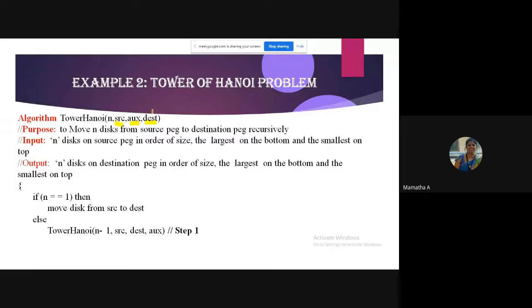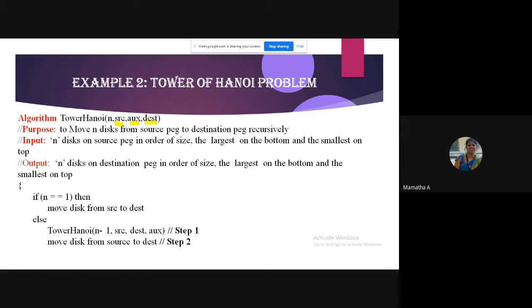This call will do step 1. What is step 1, you know that. Moving n minus 1 disks recursively from source to the auxiliary using destination. Once step 1 is done, what is my step 2? Move disk from source to destination. There is only one disk, right? Move the disk from source to destination. That is my step 2.